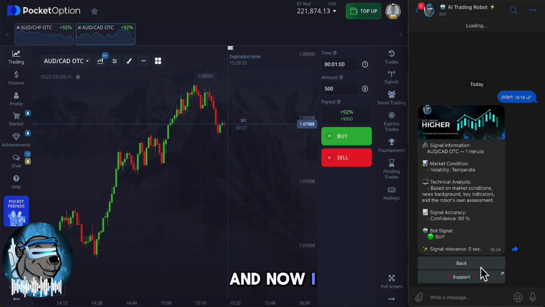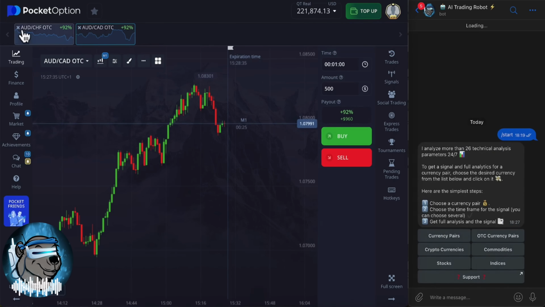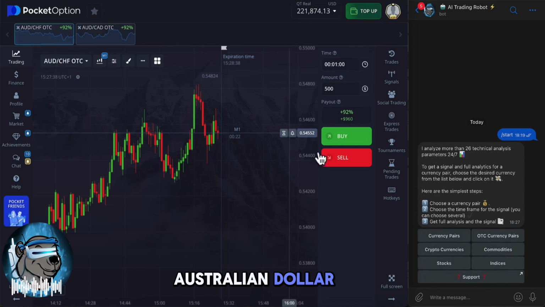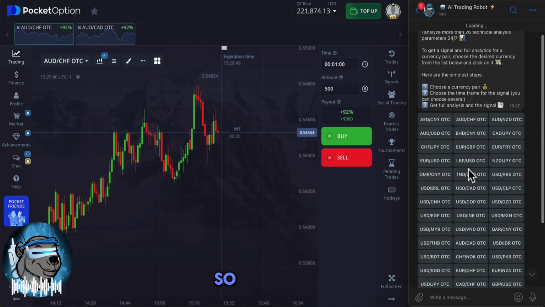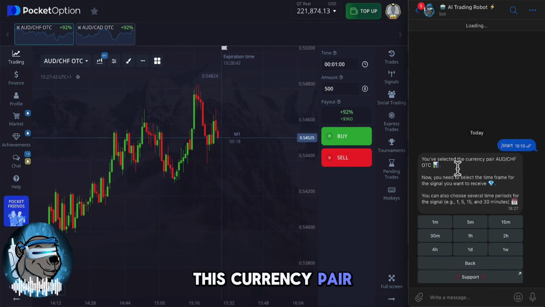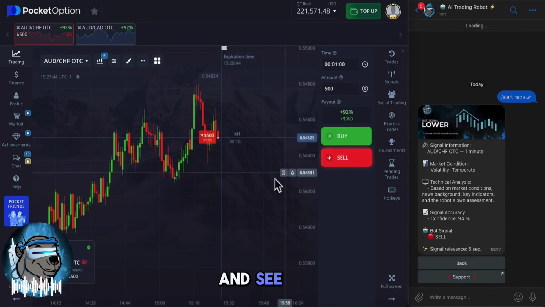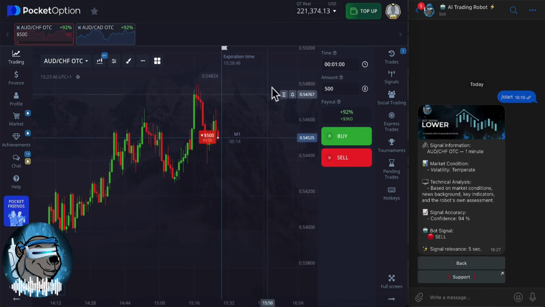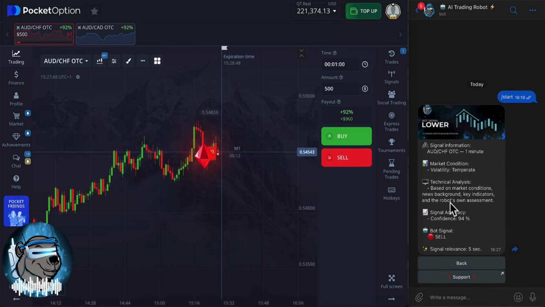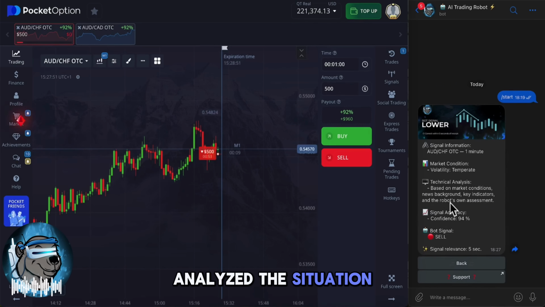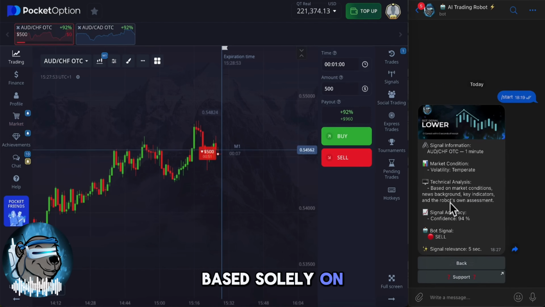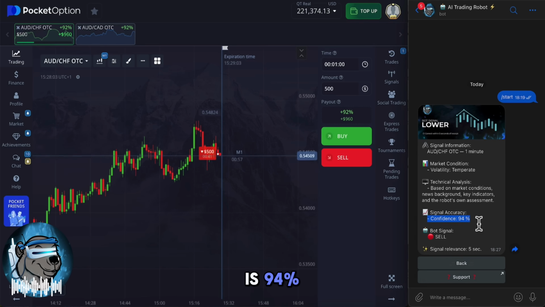And now, I think we'll move on to the next asset. Australian dollar and Swiss franc. Alright, so what will the trading robot tell me about this currency pair? I select the 1 minute time frame and see that I need to open a sell trade. I immediately open the sell trade. The trading robot analyzed the situation specifically for me, based solely on the parameters I selected, and at the exact moment I made that choice. Accordingly, I understand that the accuracy of this signal it's giving me is 94%, based on the analysis it performed.